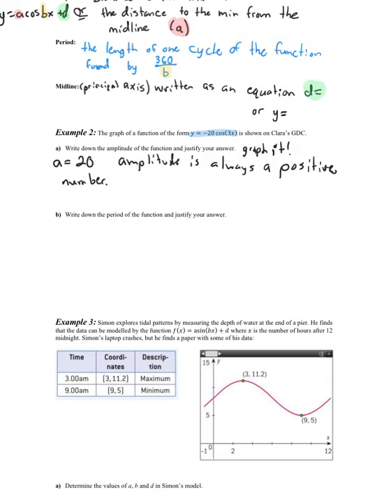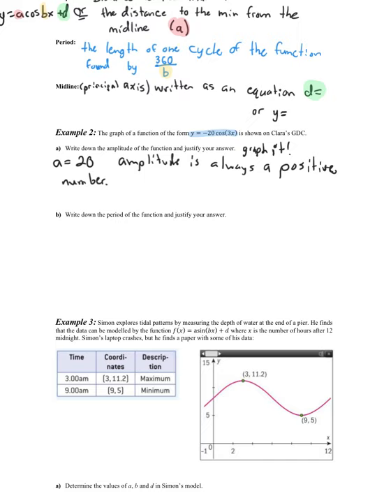And when it says write down the amplitude of the function and justify your answer, you would just say the maximum is 20 units above the midline or above the principal axis. That's what it means by justify your answer. And that's why I'm saying graph it so you can visually see it. And that's how you're justifying it. Okay? You don't want to just say, because it's the front number. No, that doesn't work. Okay?